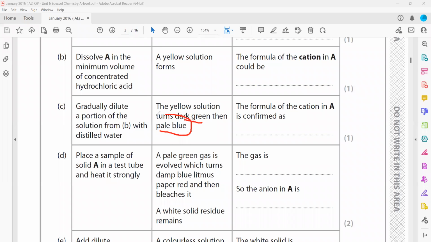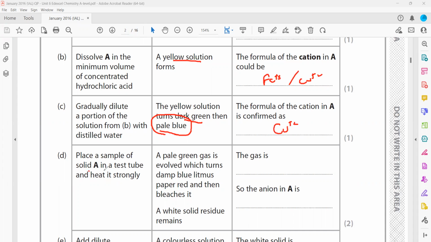A compound having a pale blue solution is usually the copper 2 ion. So this confirms that copper 2 is there. When the yellow solution was formed, it might be iron 3 or it might be copper 2; we are not sure. But once it turned a pale blue solution, this confirmed that we have copper 2.